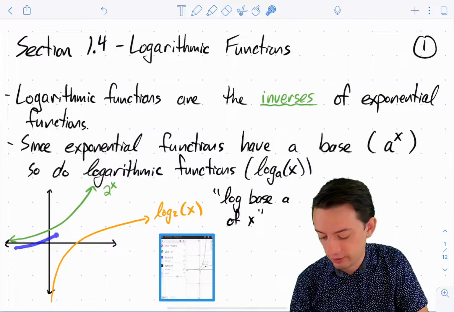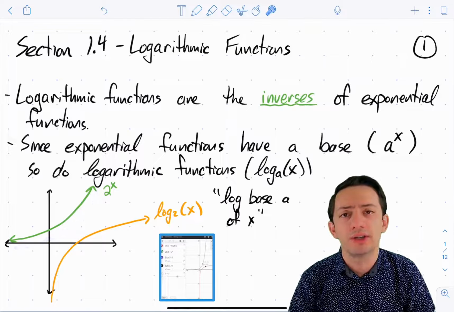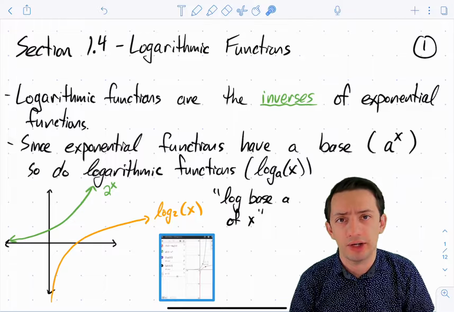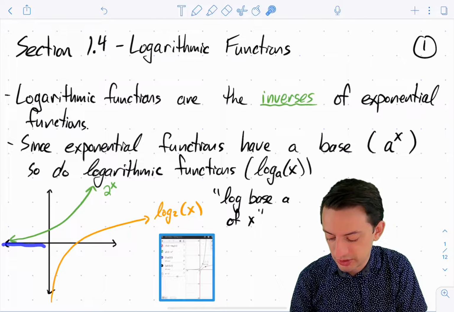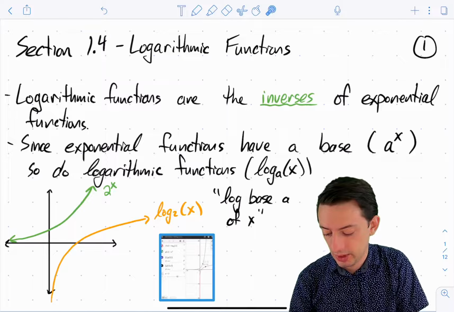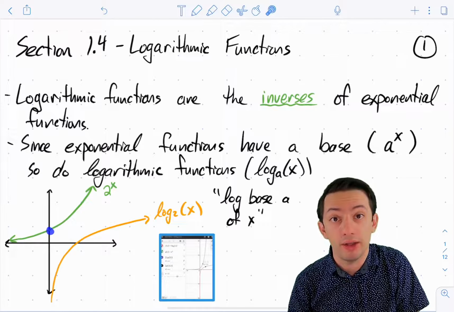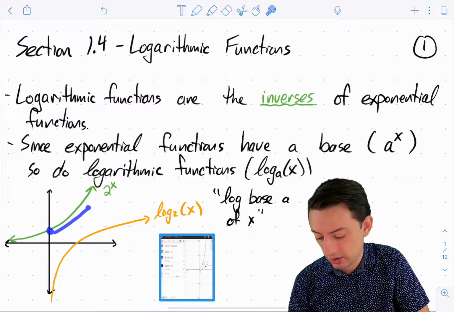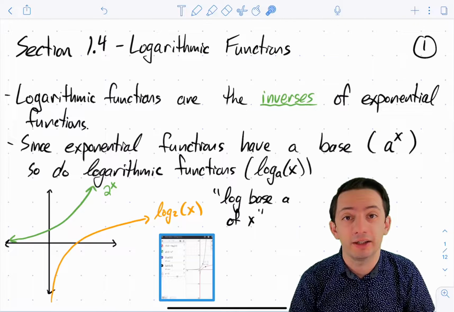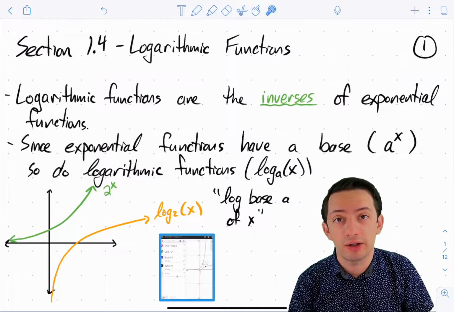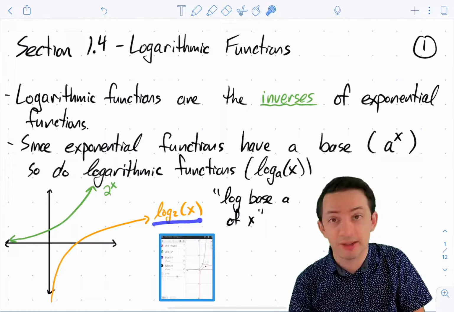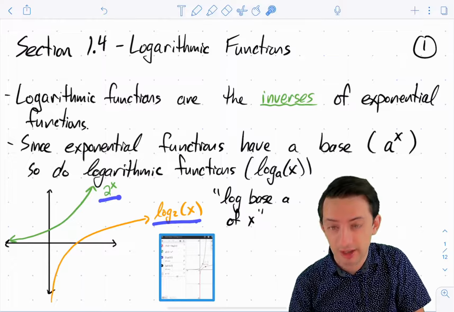We have the graph of 2 to the x. We saw in section 1.2 what those general exponential functions look like. They go down very, very close to 0 on the left-hand side. They cross at 0, 1, that's their y-intercept, and then they go off up to infinity pretty quickly on the right-hand side.